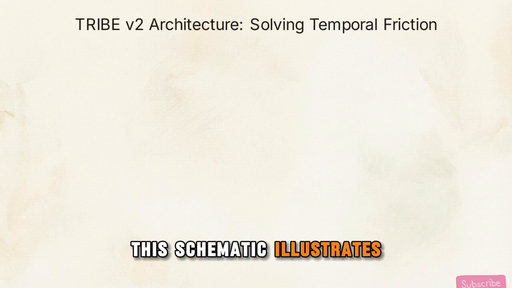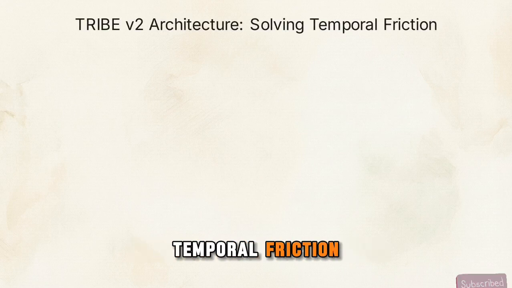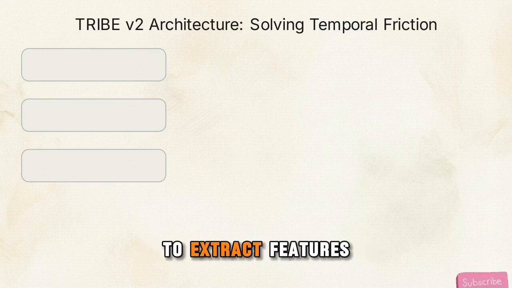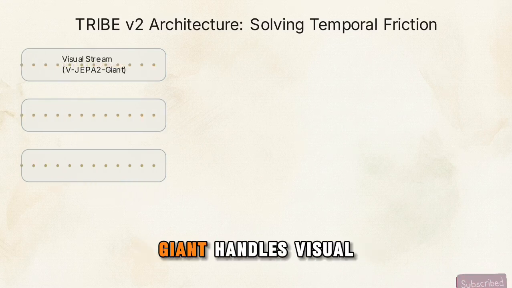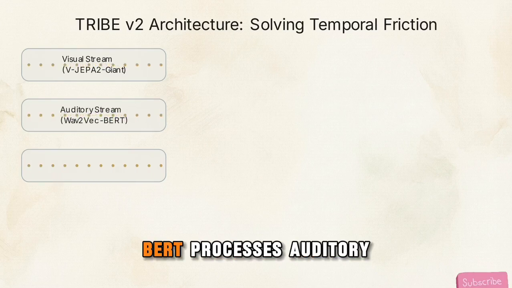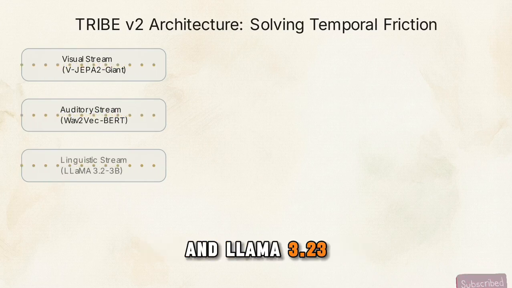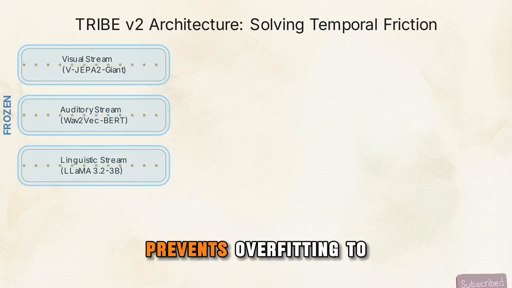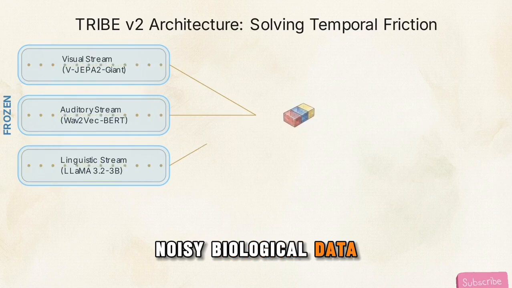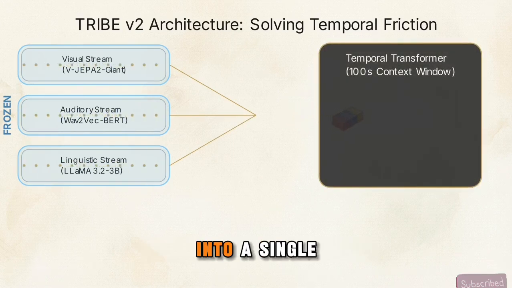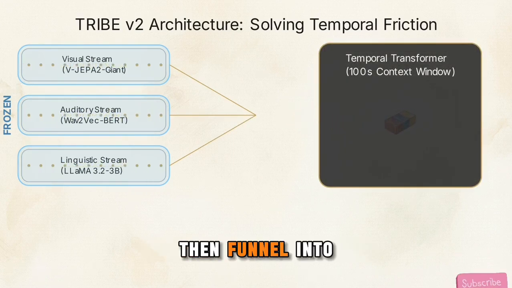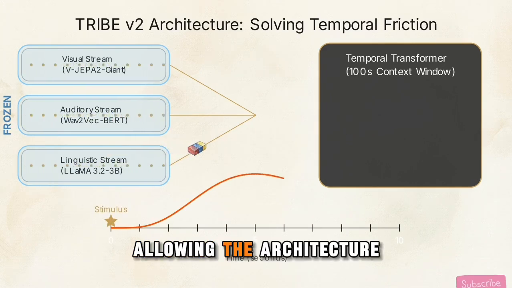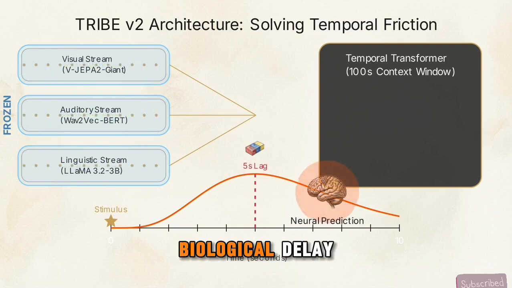This schematic illustrates the architecture Meta designed to solve temporal friction. Tribe v2 utilizes 3 specialized frozen foundation models to extract features. VJEPA2 Giant handles visual streams, Wav2Vec-BERT processes auditory patterns, and Llama 3.2 3B provides semantic linguistic embeddings. Keeping encoders frozen prevents overfitting to noisy biological data. The outputs concatenate into a single massive data array, then funnel into a temporal transformer with a 100-second context window, allowing the architecture to capture that 5-second biological delay.